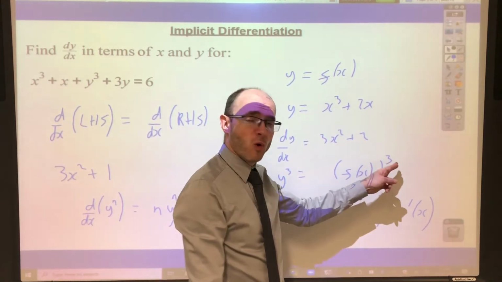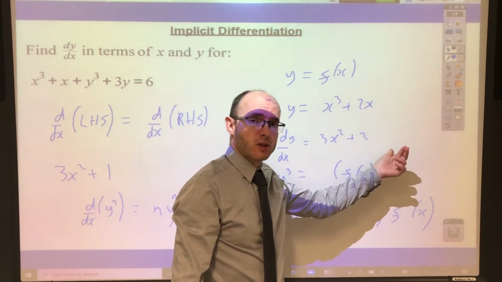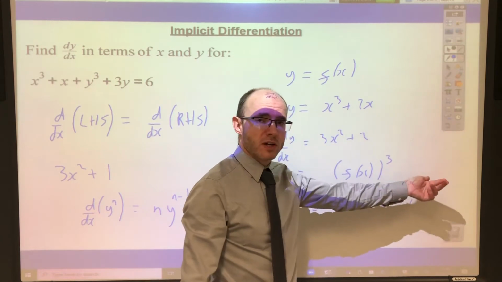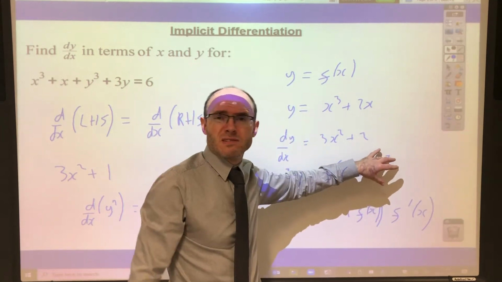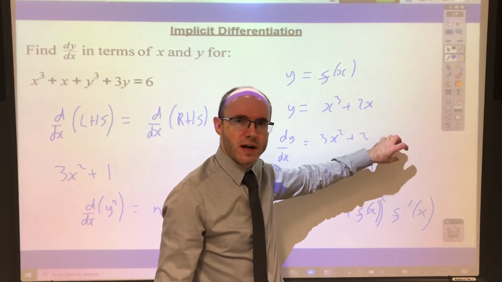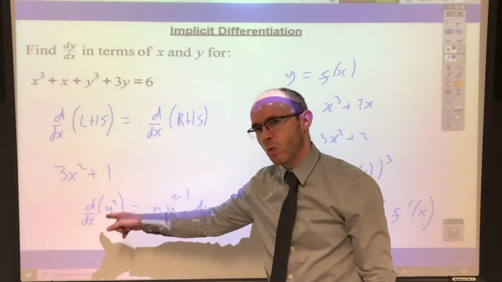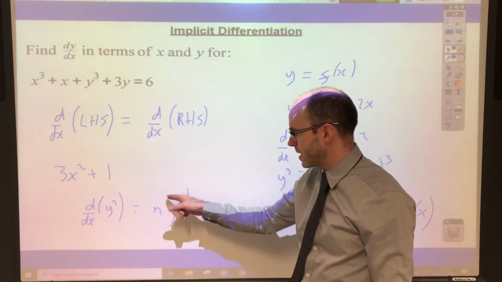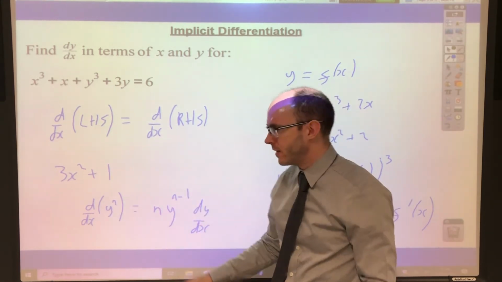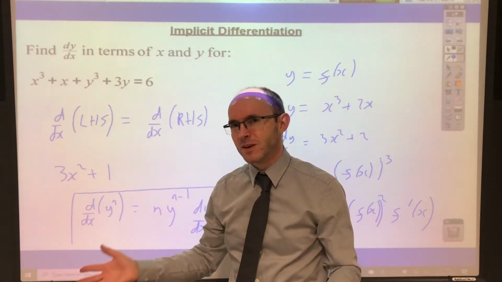If I had power 4, say, I'll bring the 4 down, then I have f of x cubed, and then times f dash x. If that power was 10, say, I'd have 10 f of x to the power of 9 times f dash x. So the general result is when you're differentiating y to the power of n, you'll get n y to the n minus 1 dy dx. That's a really handy result that you probably ought to write down somewhere in your notes.